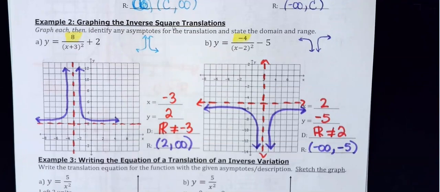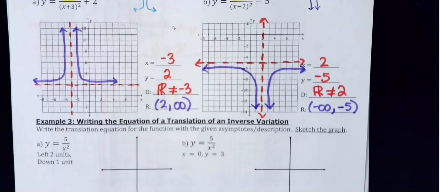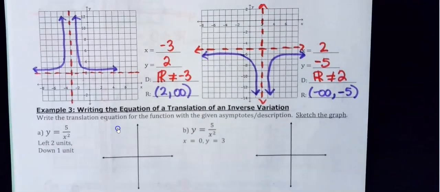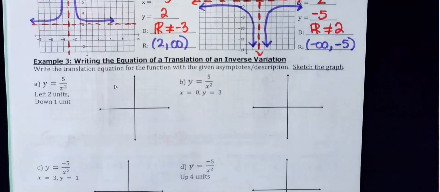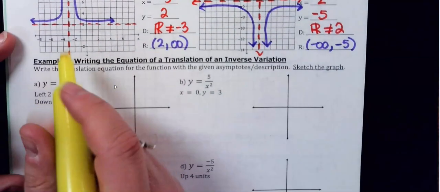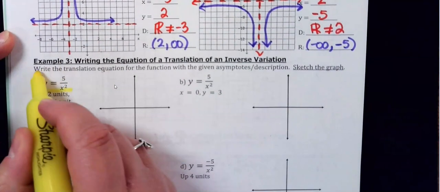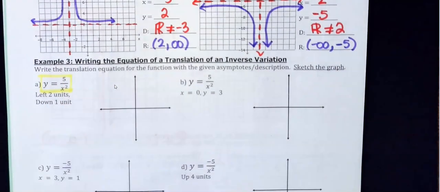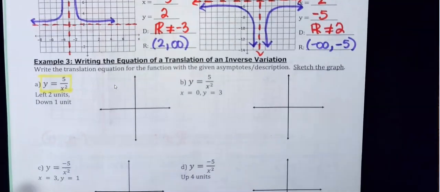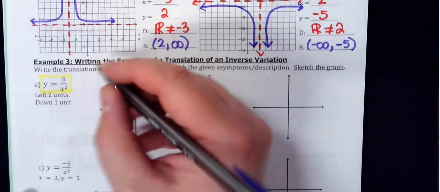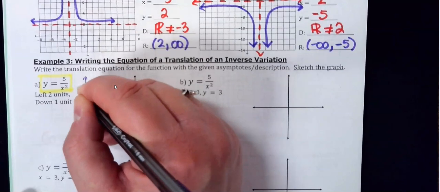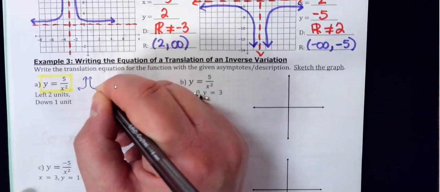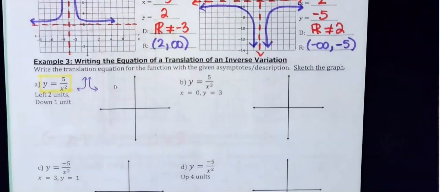Okay. I'm going to have you guys try to write some equations down here of a translation based on either a description or I'm going to give you some asymptotes. So here, I'm going to shift, and then we'll just sketch a picture of the graph. So I'm going to shift y equals 5 over x squared. So before I even start the problem, because it's 5 on the top, I know that both of the branches are going to point up. It doesn't say anything in my description about a reflection or anything like that, so it's just going to stay 5.